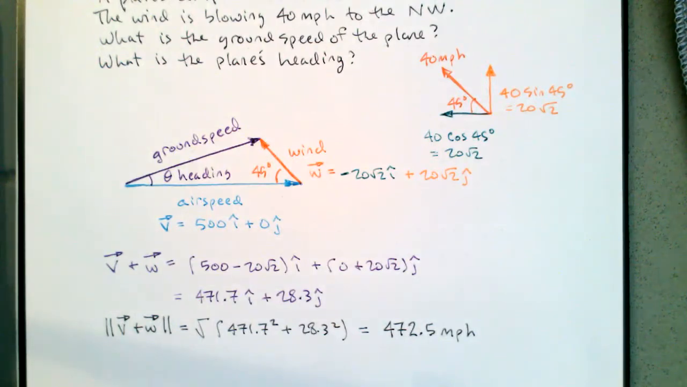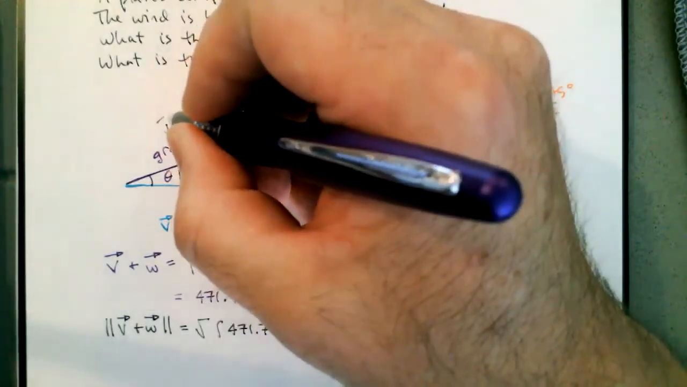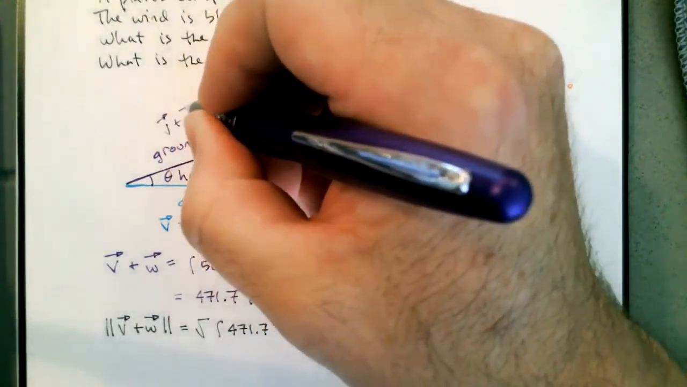So yes, question in the chat, V plus W in purple is the displacement. So once I have the vector names, the ground speed part is going to be V plus W.